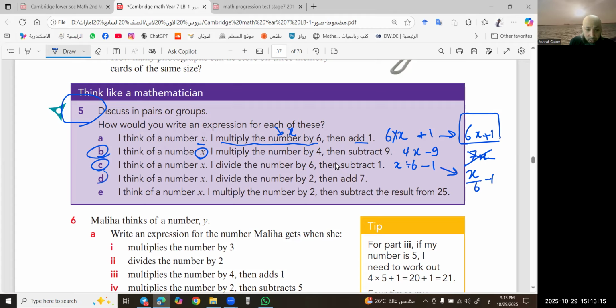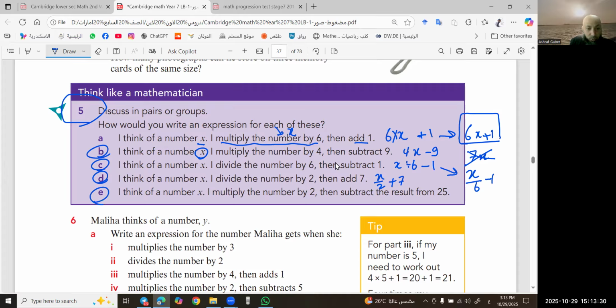In this exercise, which is D, I think of a number x, I divide the number by 2. Then add 7. So in this exercise, divide, so we write x over 2 plus what? Plus 7. Plus 7, yes.